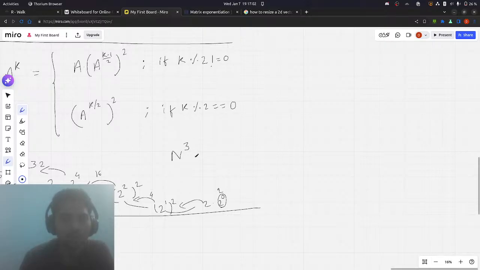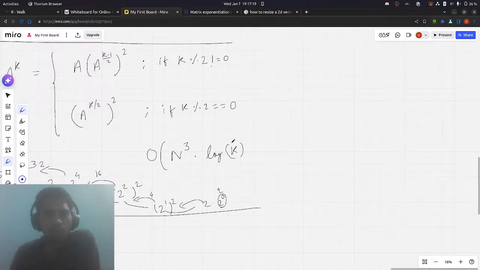Since we are doing the power exponentiation part, and it is going to be halved in each step, it will be log k with base 2. So this will be our entire time complexity.